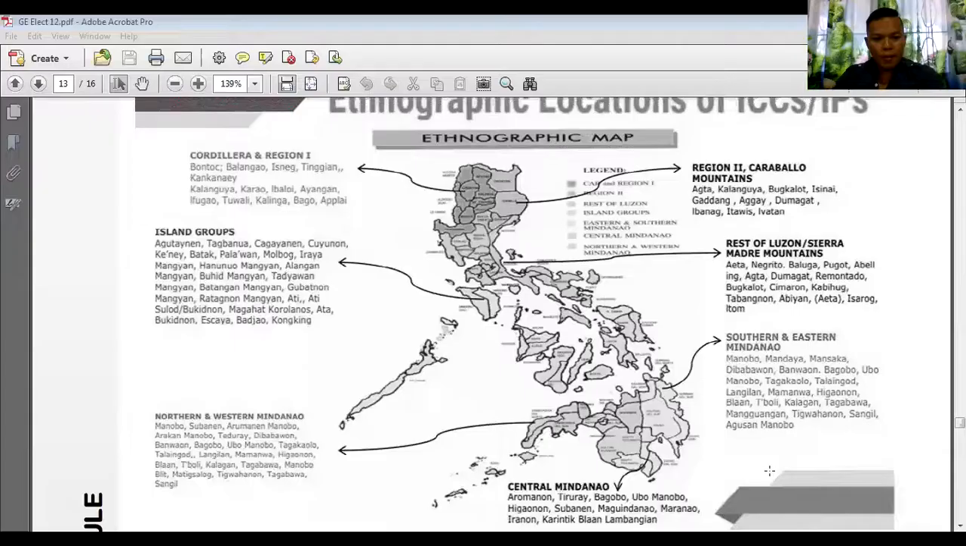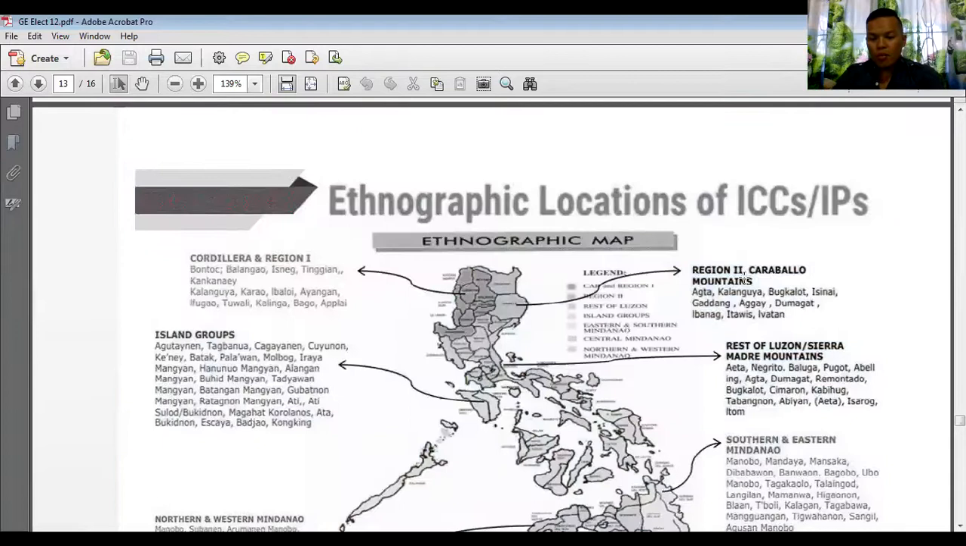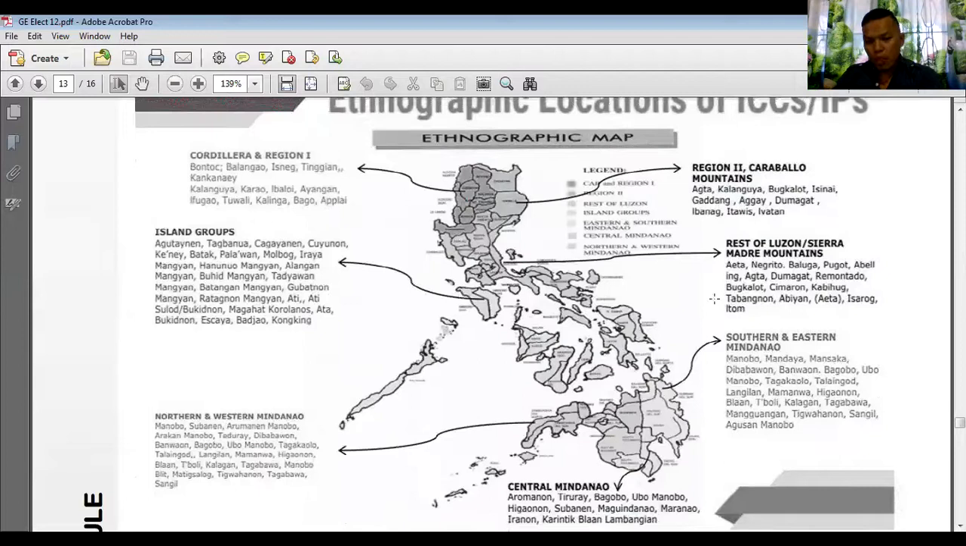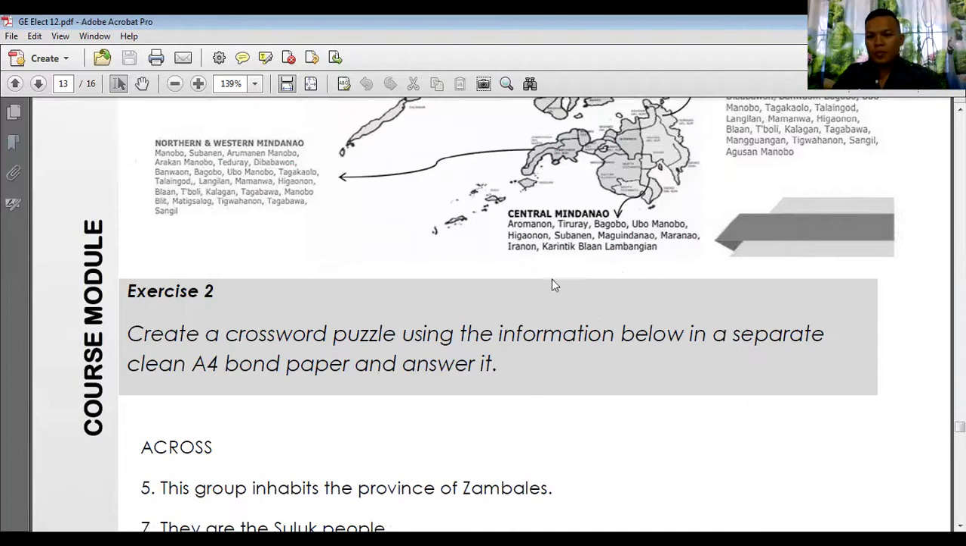If possible, you have to hold your module while watching, so that you will be guided. Okay, the ethnographic map is not very clear in your module, but anyway, you can check this one on the website. You can find this map.